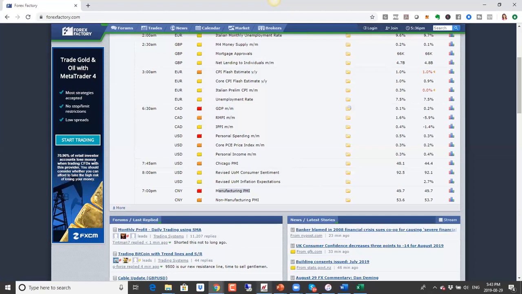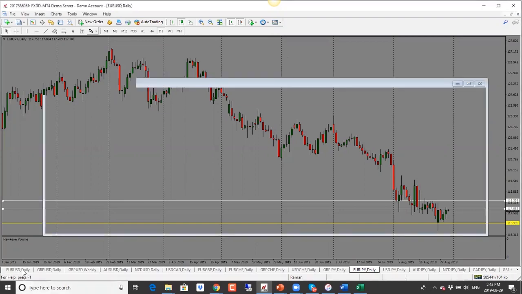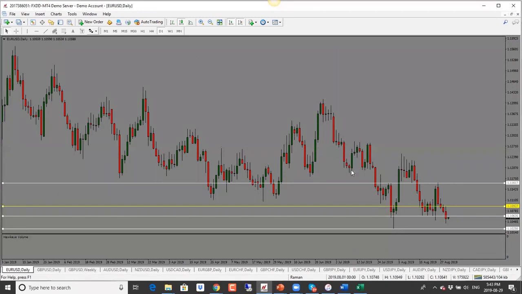So let's go into our charts here. We'll start off by taking a look at our euro.